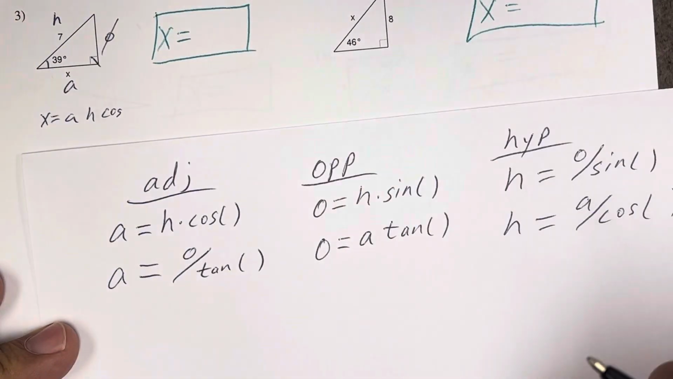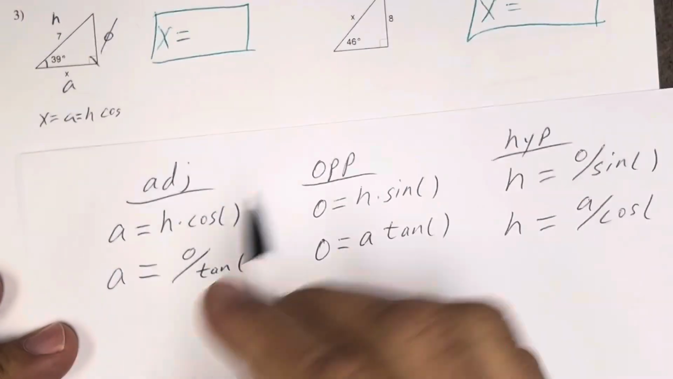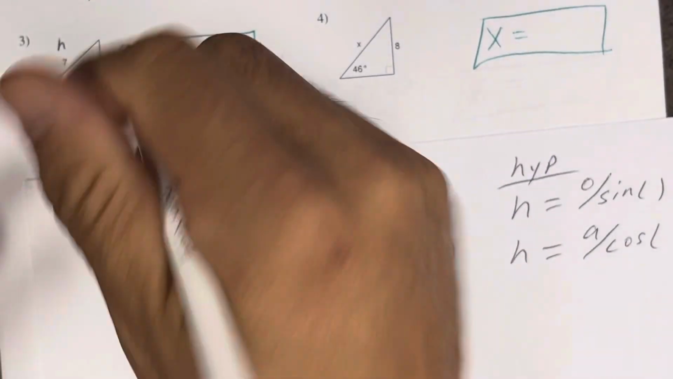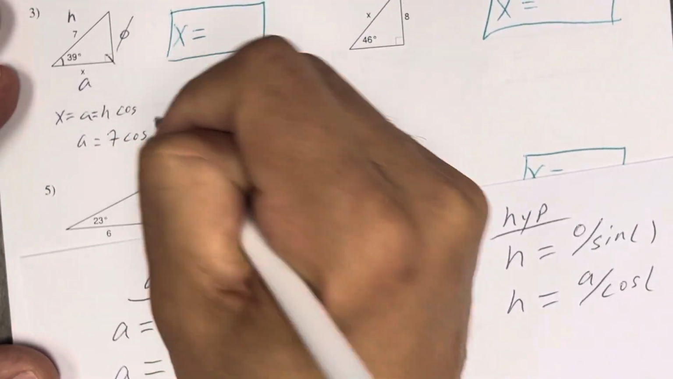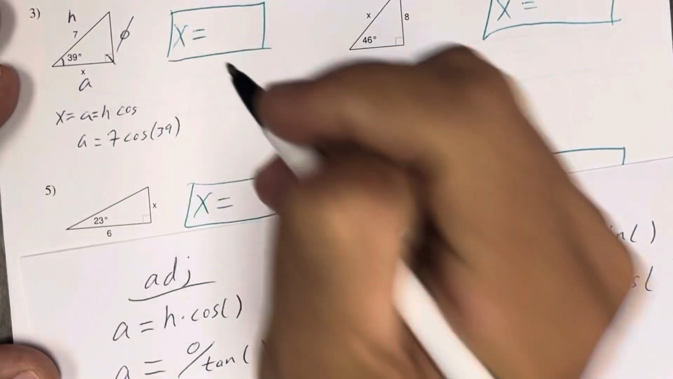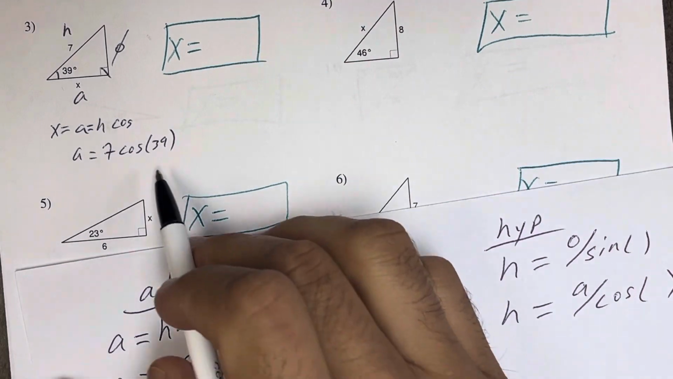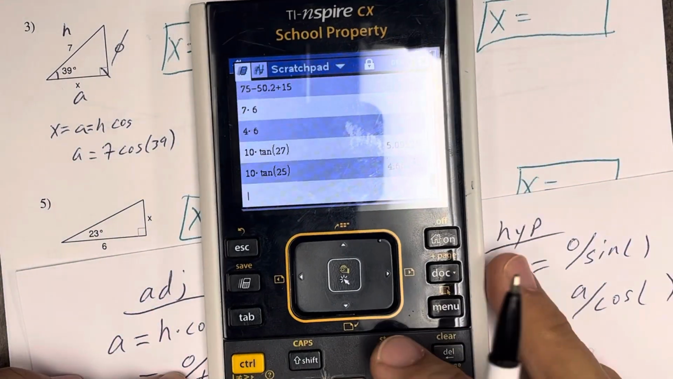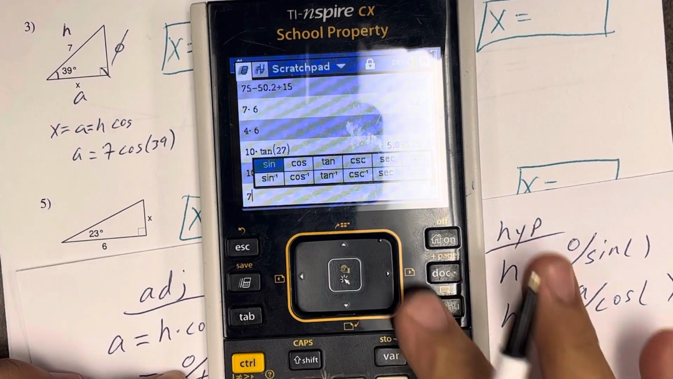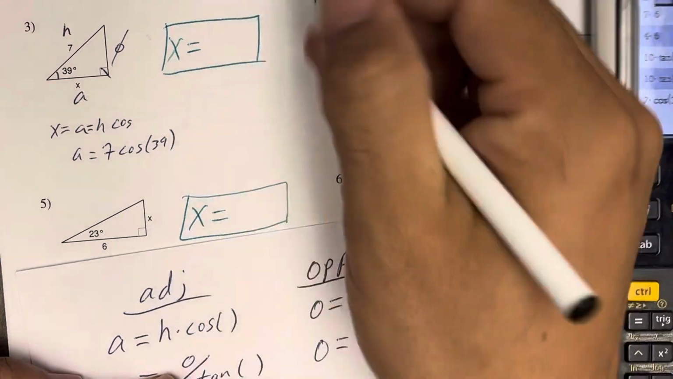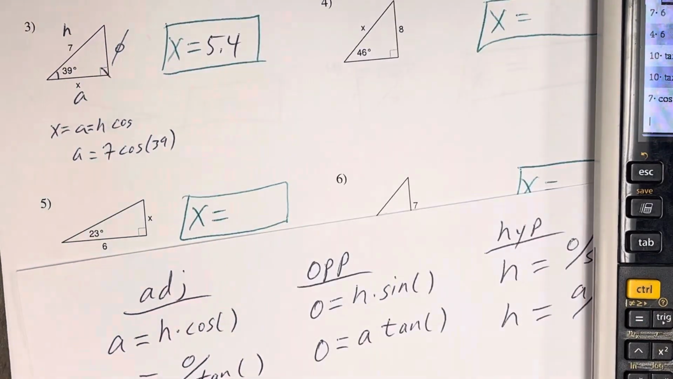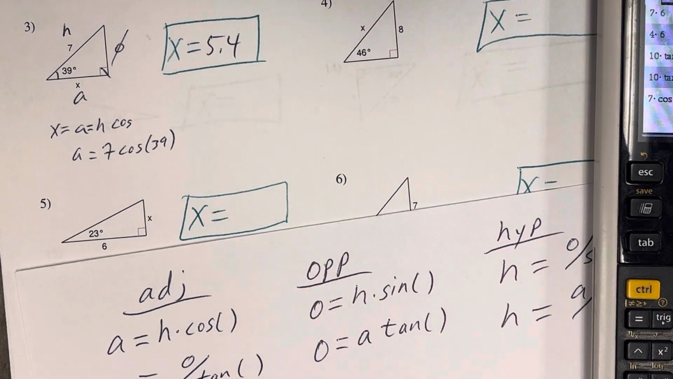So it's hypotenuse cosine, right? A equals the hypotenuse times the cosine. So A equals hypotenuse is 7, cosine, the angle is 39. Oh, sorry about that. What happened to my camera? And so what is 7 cosine 39? 7 trig cosine, put 39 in there, 5.4. All right, that's pretty much all we're doing for all of these.